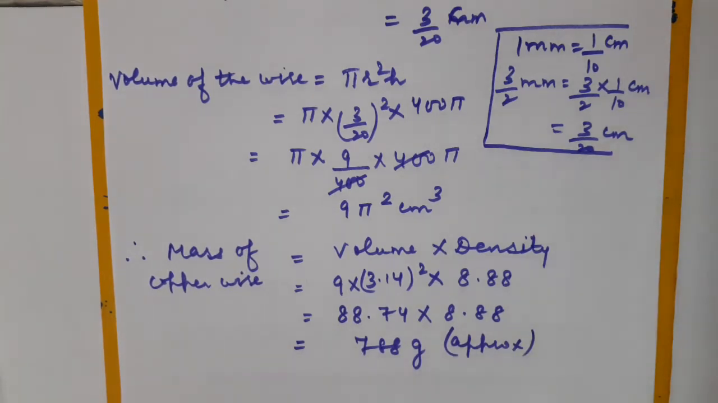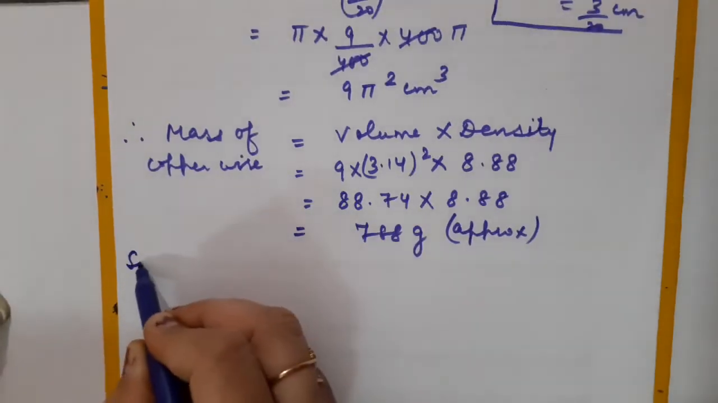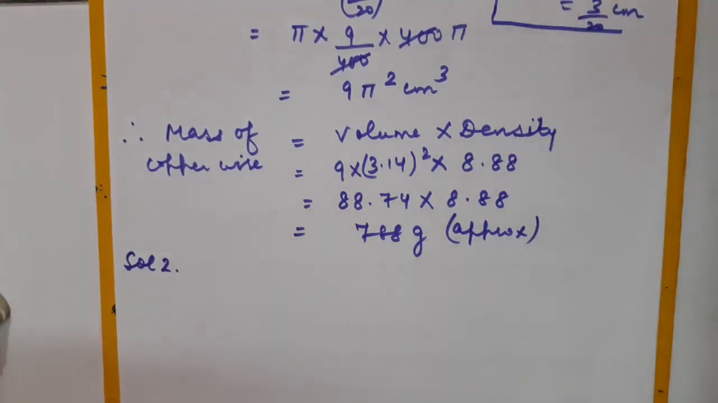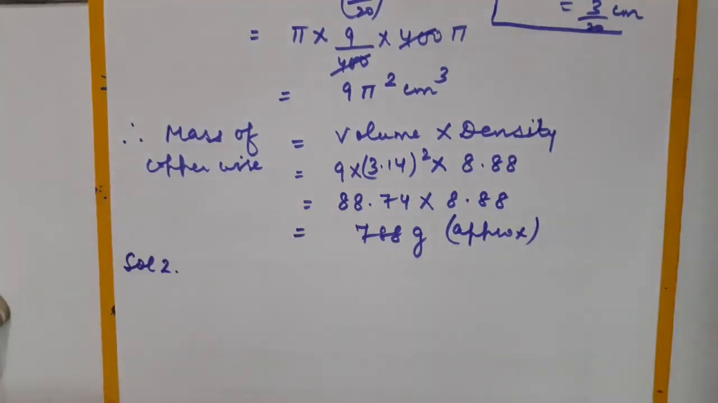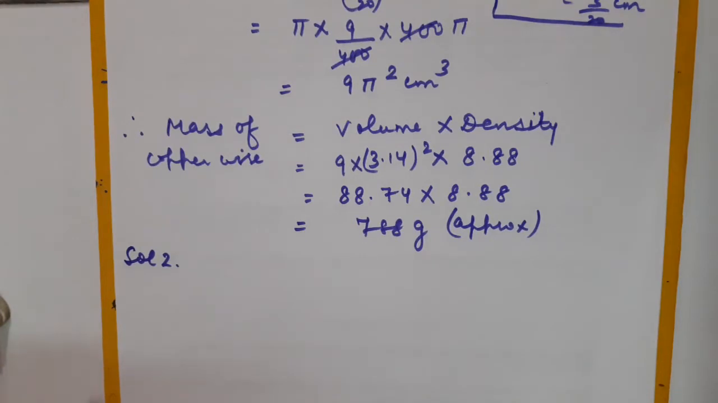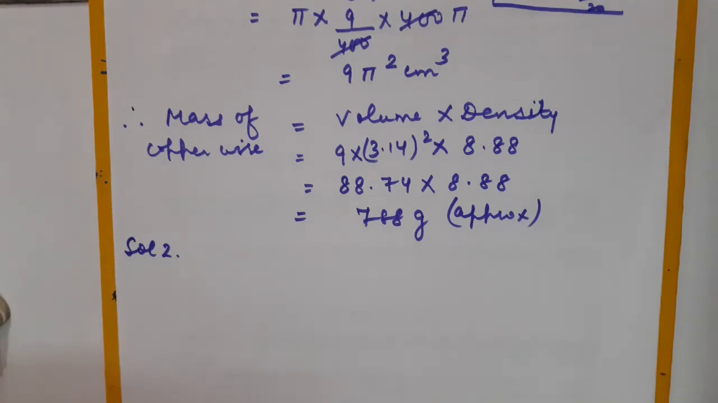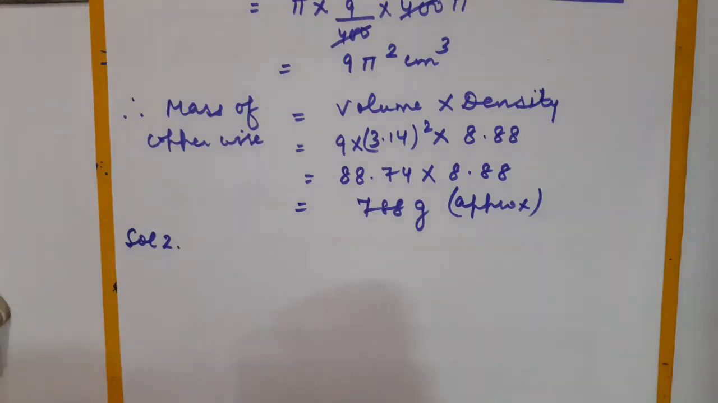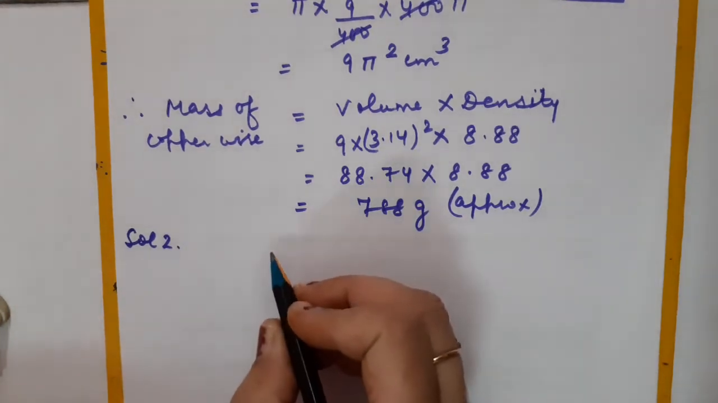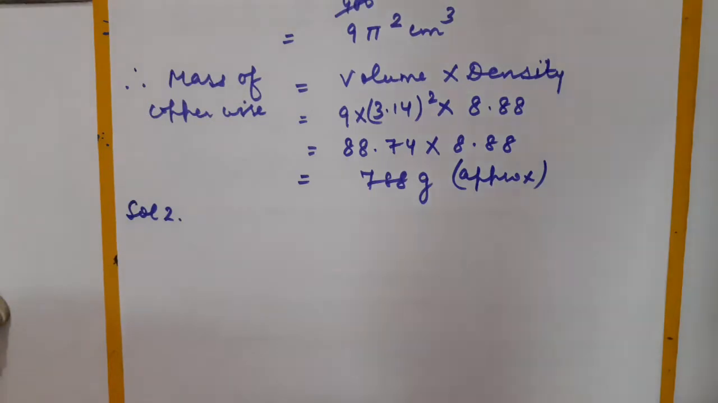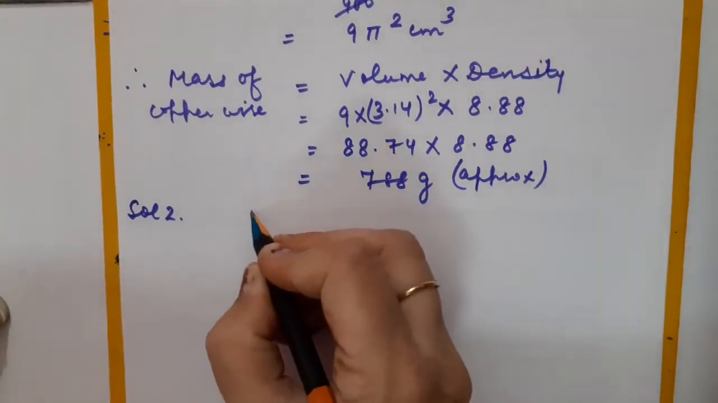Understood? So children, let us start the next HOTS, that is HOTS number 2. Listen to the statement very carefully. What does HOTS number 2 state? A right triangle whose sides are 3 centimeter and 4 centimeter, other than the hypotenuse, is made to revolve around its hypotenuse. So let us draw a right angled triangle first of all. This is the right angled triangle I am going to draw.